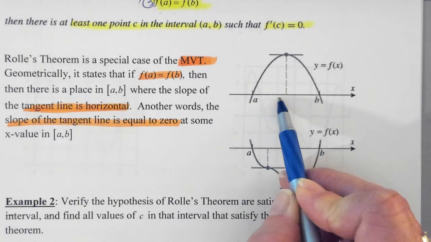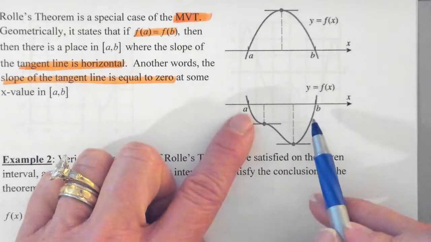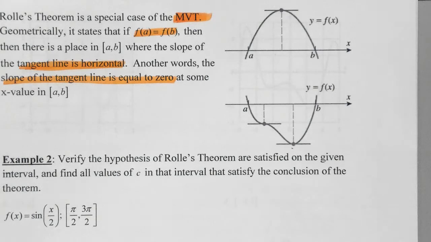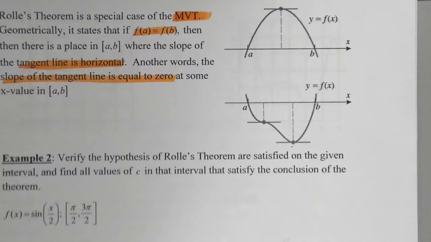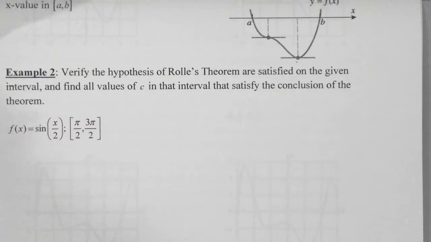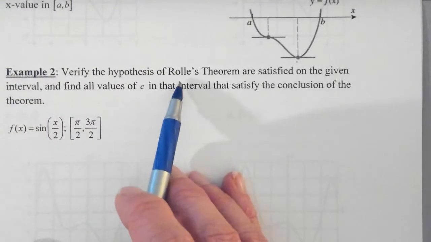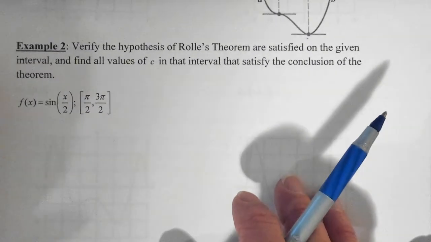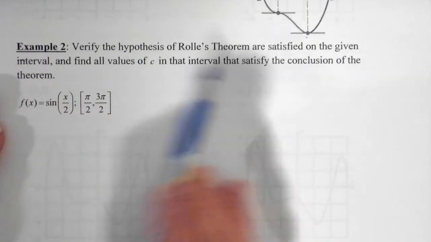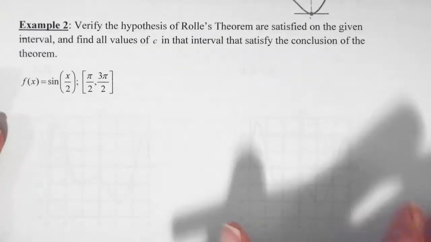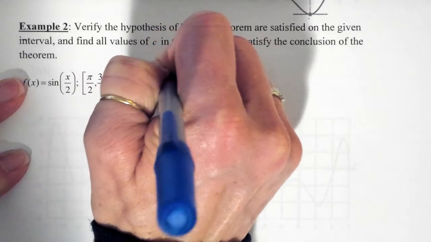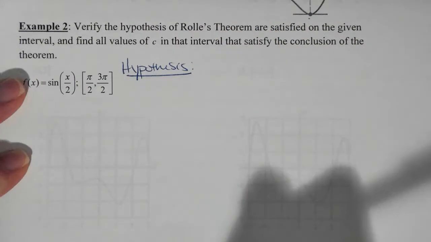Does everybody understand? I'm going to show you how to do it. Same thing here. It could be in more than one spot. But the biggest piece we need to look at is, are my y values the same? Okay, so here it says verify the hypothesis of Rolle's theorem on the given interval and find all values of c in that interval that satisfy the conclusion of the theorem. Okay, so the first thing we're going to do is state our hypothesis. So for Rolle's theorem, there are 3 parts, and we need to state all 3.